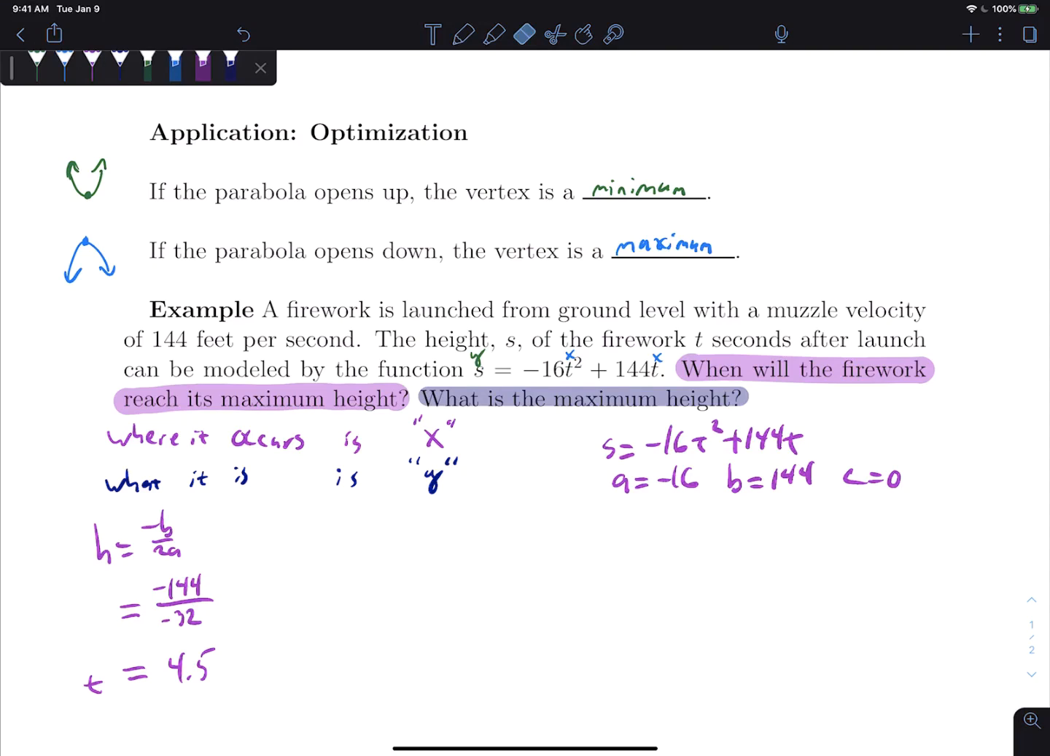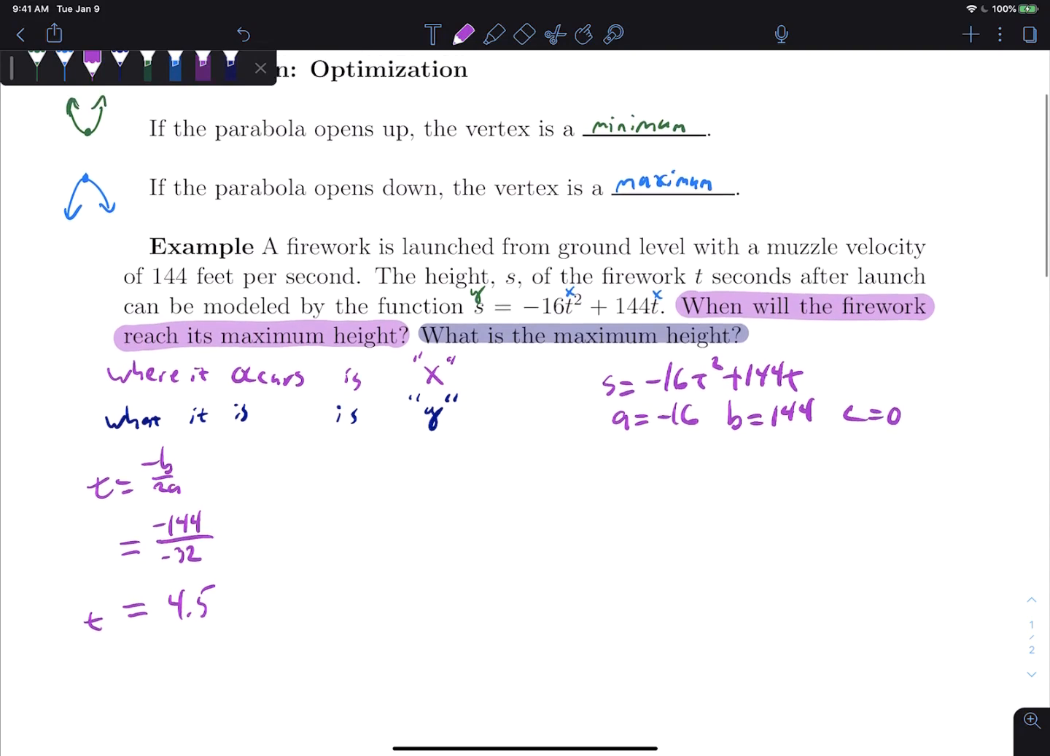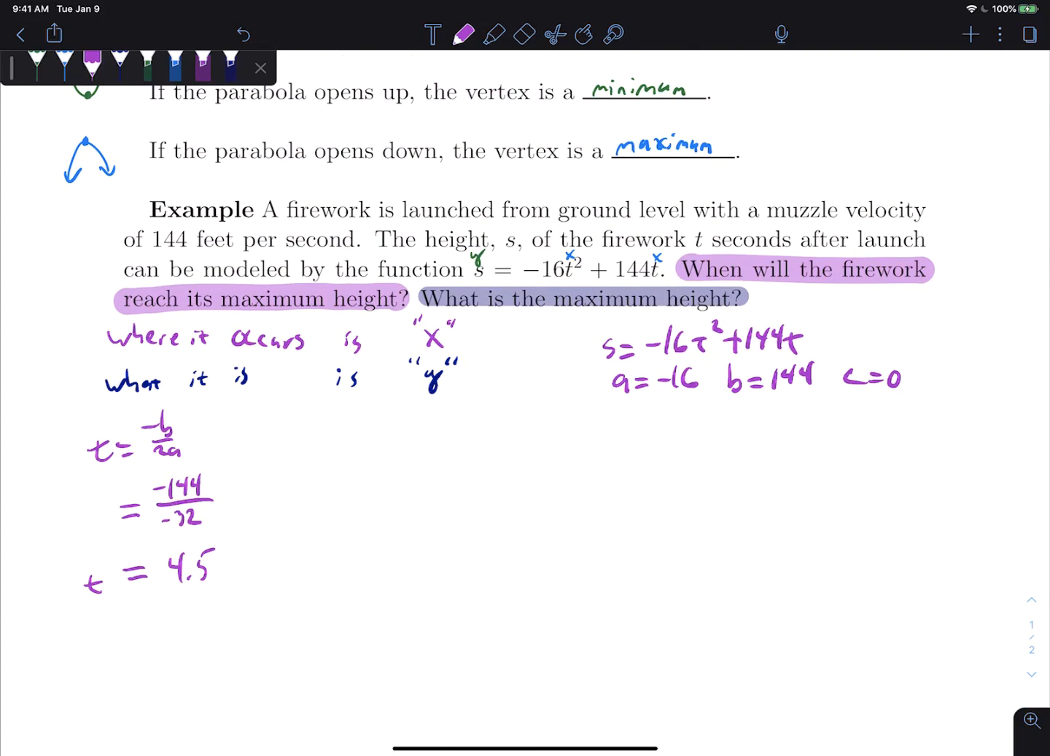Now, I used h here. You don't have to use h. You can say that that's t if you wish. That's perfectly fine, because it is the t coordinate of the vertex. Okay, so now that we know when it reaches the maximum height, we want to determine what is that maximum height. To do that, I'm going to plug in the 4.5 into the function. So it's going to give me negative 16 times 4.5 squared plus 144 times 4.5. And then just type that into your calculator and simplify it.